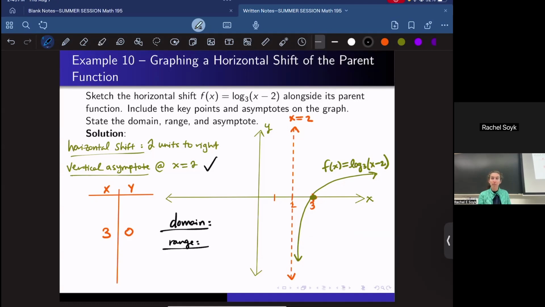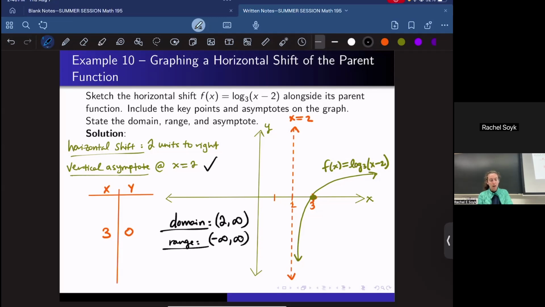So what's our domain? Say that again. That's our range. Yeah. Our range is all real numbers, or negative infinity to infinity. Our domain is 2 to infinity. And then we're done.